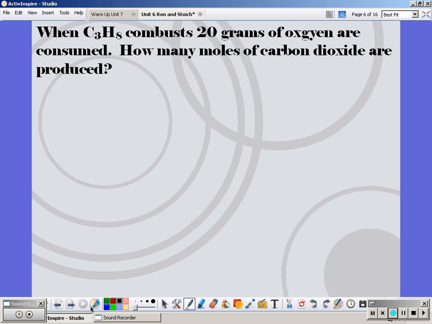Alright, and this one, it tells me that it is a combustion reaction because of the word combusts. So I know that my hydrocarbon has to react with oxygen to form carbon dioxide and water. So to balance, I need 3 carbons, 8 hydrogens. That gives me 10 oxygens on this side, so I just need to put a 5 there. Then I can read the question.